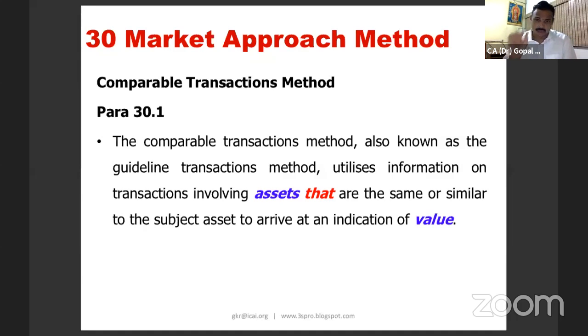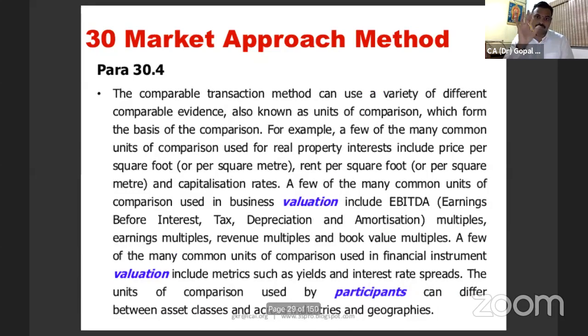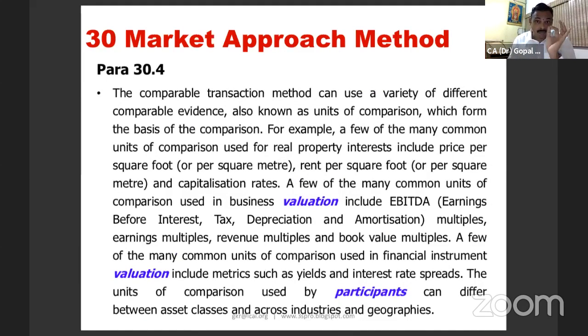And there is an interesting example given in para number 30.4. Look at this: a comparable transaction method can use a variety of different comparable evidence. Very, very important para, I'll tell you, because 30.4 is an example, and this is for the securities or financial asset people, SFA people. Also known as units of comparison, which form the basis of comparison. For example, a few of many common units of comparison used for real property interest include price per square foot, rent per square foot, and capitalization rate. That is for the property people, land and building people.